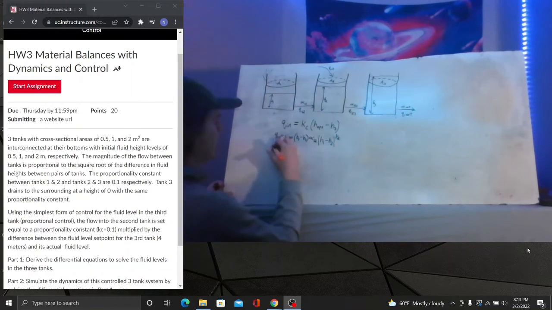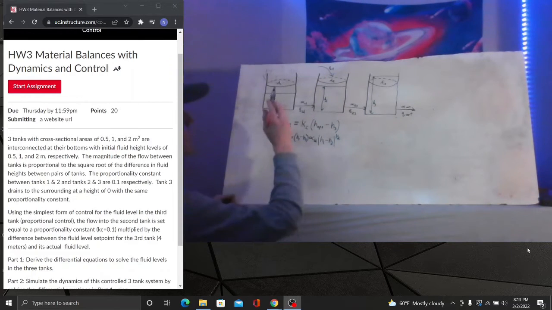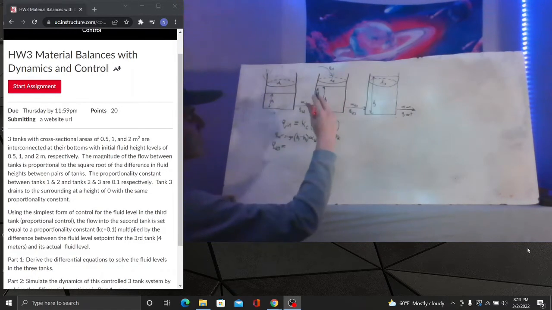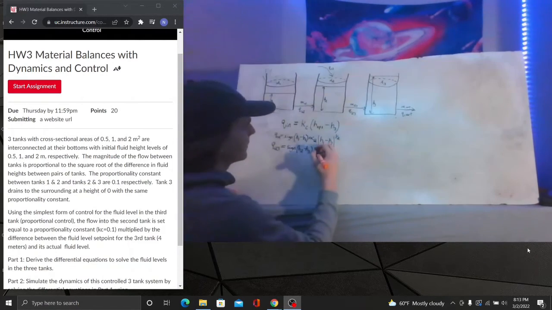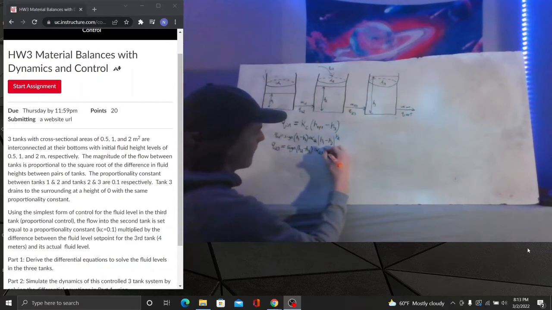So Q23 is going to be very similar to this, but instead of between 1 and 2, it's going to be all this between 2 and 3. Which is going to be the sign of height 2 minus height 3, and then this proportionality constant alpha 23 times the absolute value of height 2 minus height 3, all to 1/2.